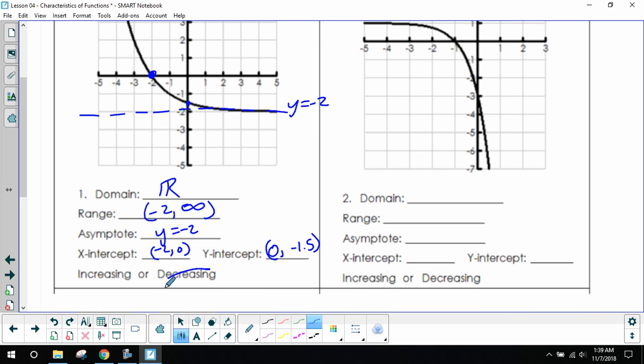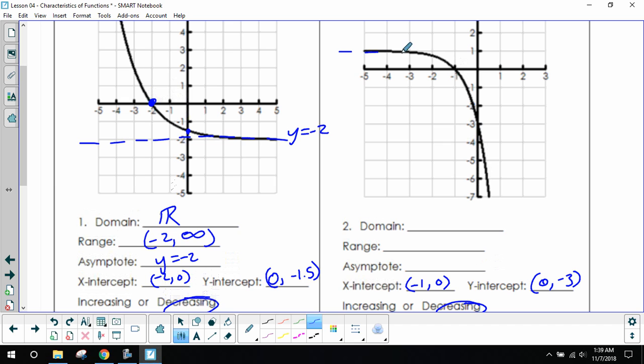Y-intercept is 0, -3. X-intercept, -1, 0. Asymptote looks like it's going to be a 1 for this one. So y equals 1. Range is -infinity because you went low. And how high do you get? 1. And domain, all real solutions. I'll write that better. All real solutions. Y equals 1.